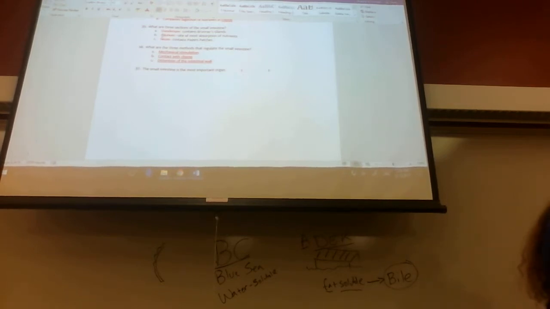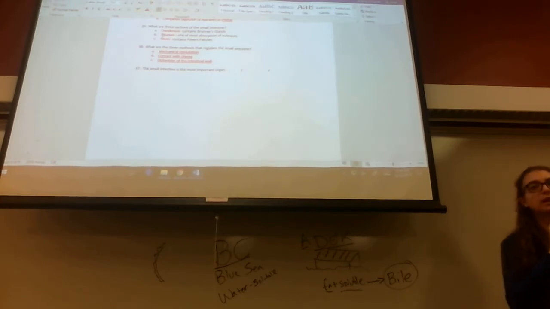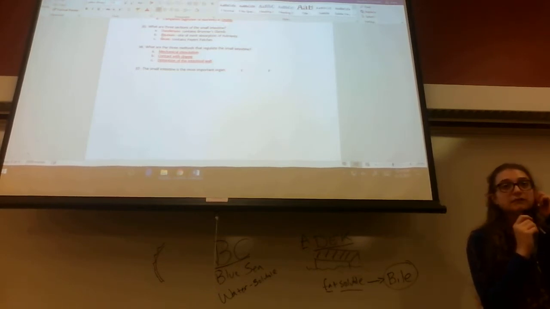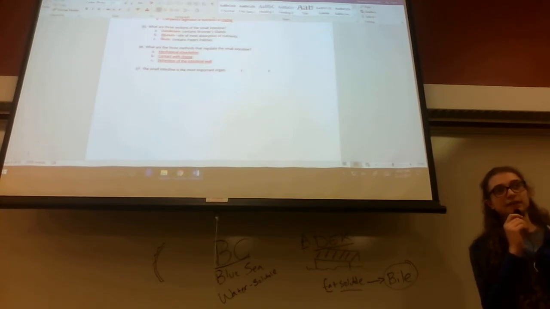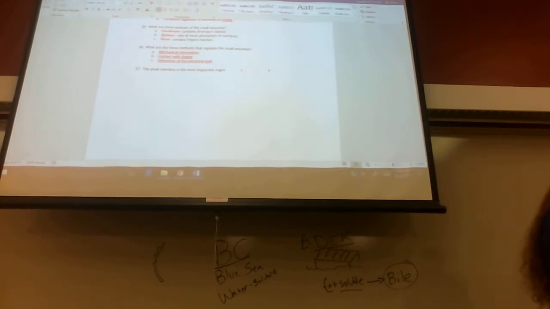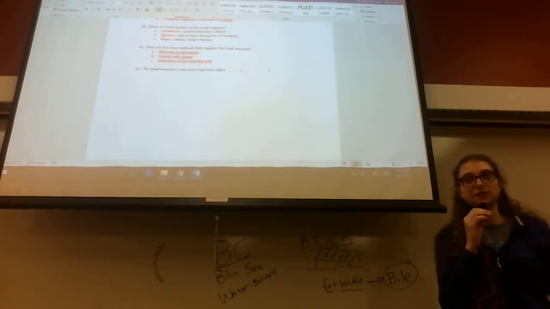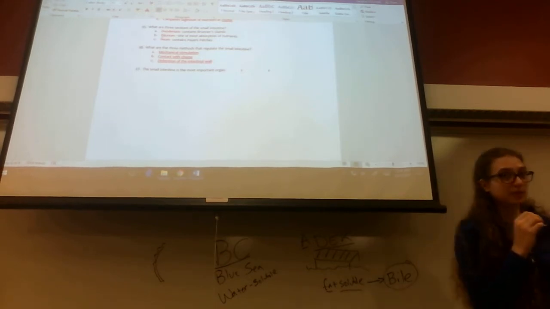So three methods that regulate the small intestine: mechanical stimulation, which is like when it moves through segmentation. Contact with chyme. So chyme contacting the small intestine, right? When the small intestine detects that there's gastric acid coming in, it tells the stomach stop secreting. And then distension of the intestinal wall. So when your intestines distend, that's how they know, like, oh, we need to start doing stuff because we need to get this out.